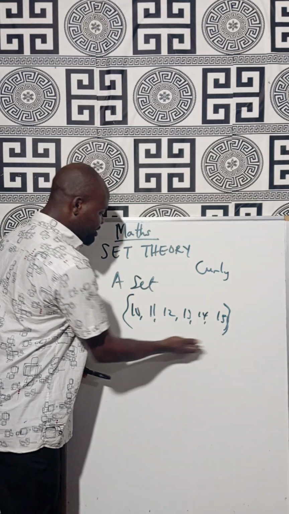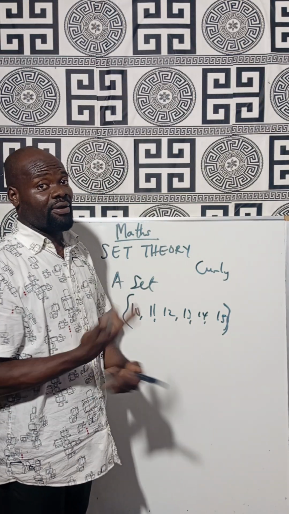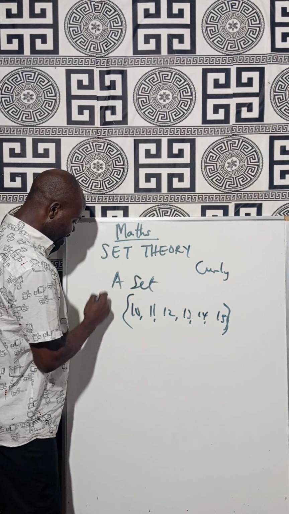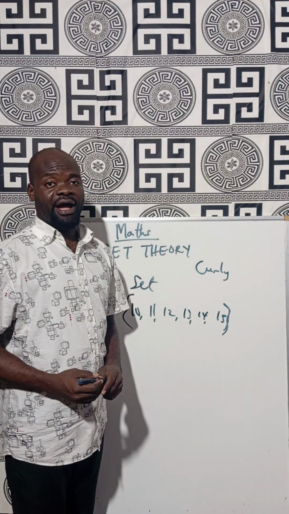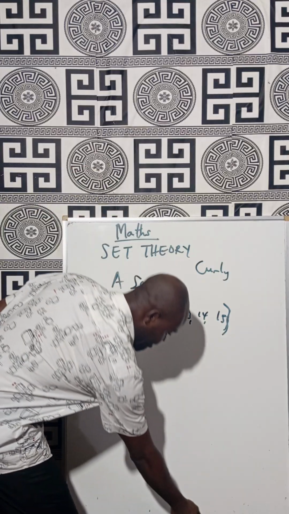So now, I can call this whole set, let's say, letter A or B or C, any letter you like. Let me use letter A. I can say let this set be letter A equals this. This is how you represent a set. You understand me now? So that's the set. Note it. Okay, let me think of another example again.